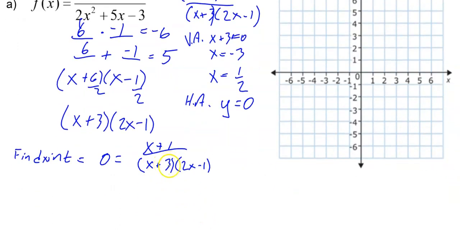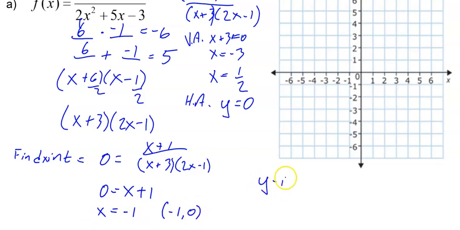Since we have a proportion, I'm going to cross multiply. Well, 0 times the entire bottom just gives me 0 equals x plus 1. So we have an x-intercept when x is negative 1. That's going to be the point negative 1, 0.